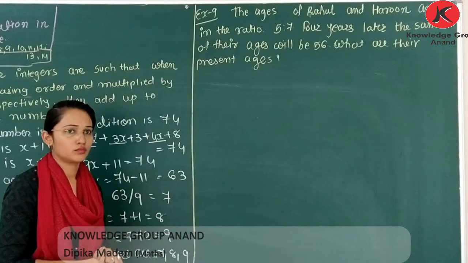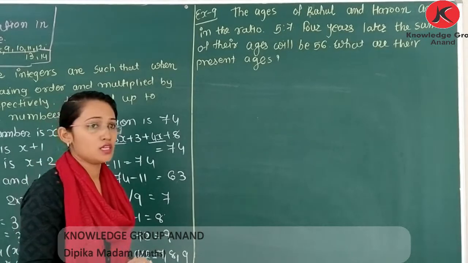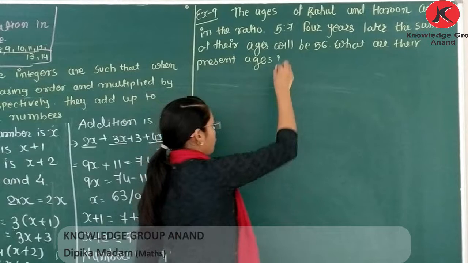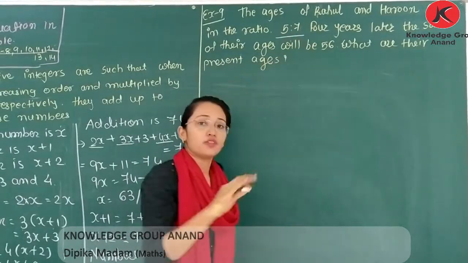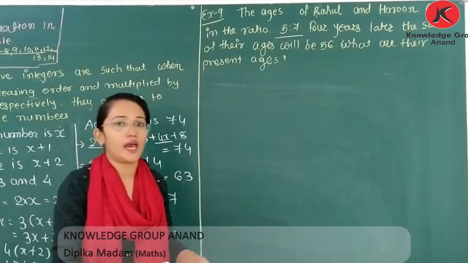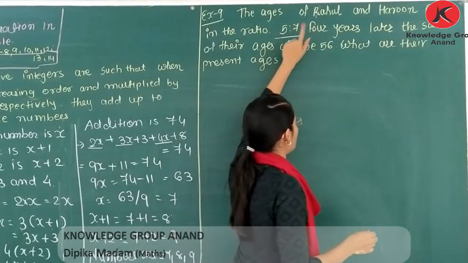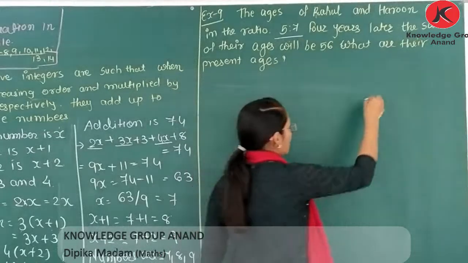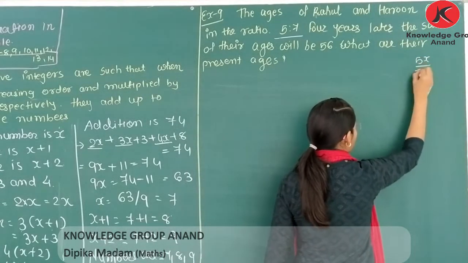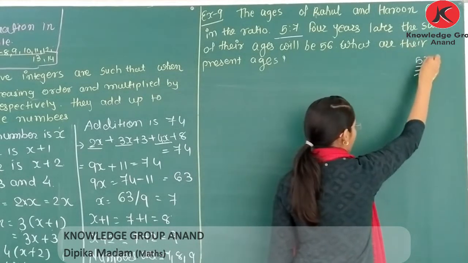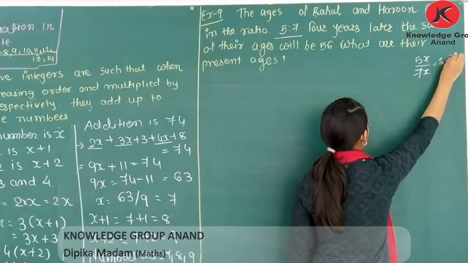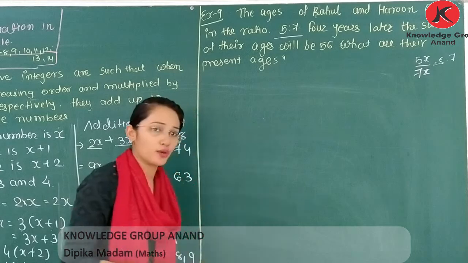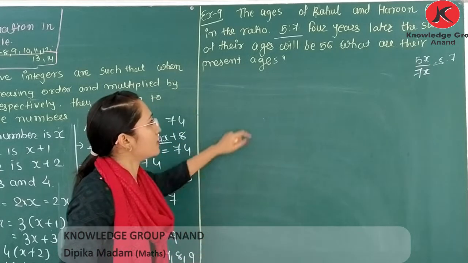Now, the statement of example 9 is the ages of Rahul and Harun are in a ratio 5:7. If the ratio is given, then you can directly write Rahul's age is 5x and Harun's age is 7x. Why? Because ratio means if we take 5x and 7x, x will be cancelled out, so it is 5:7. Clear? That's why we can write let Rahul's age be 5x and Harun's age be 7x.